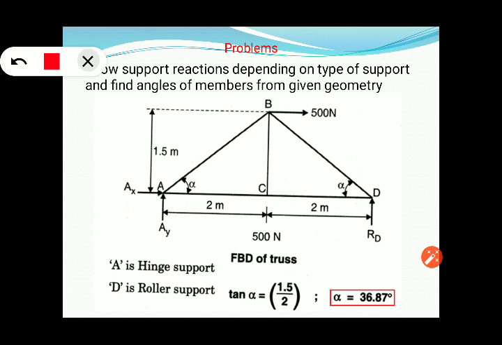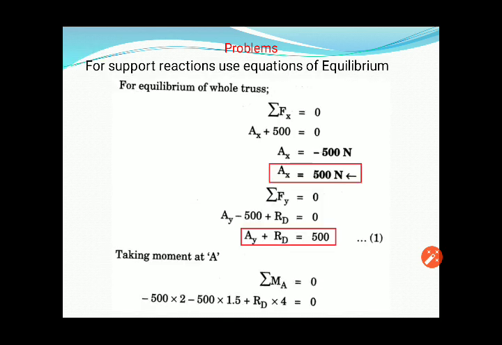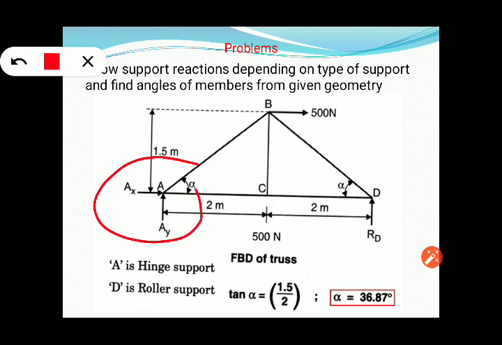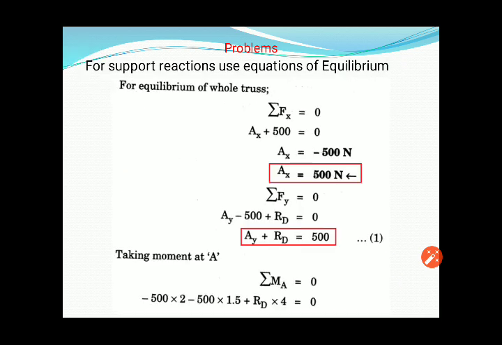So next step. Now for support reactions using equations of equilibrium. Here we have to find support reactions AX, AY and RD. So what I will do, I will use equations of equilibrium for the whole truss, summation Fx equals to 0. So summation Fx, AX is a horizontal force which is acting in the positive x direction, plus 500, which is equal to 0. So AX is nothing but minus 500.